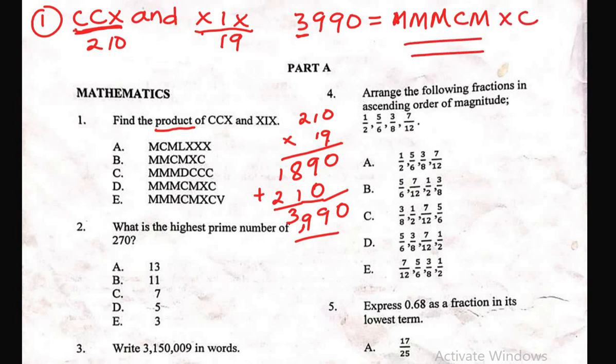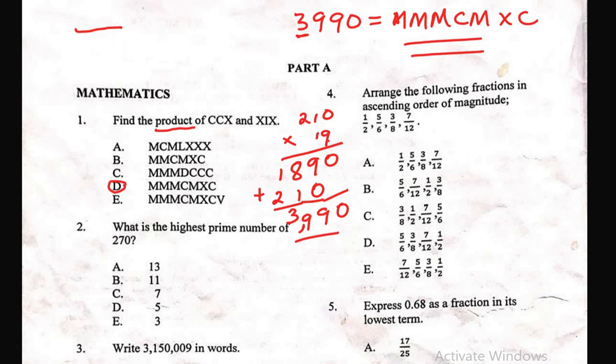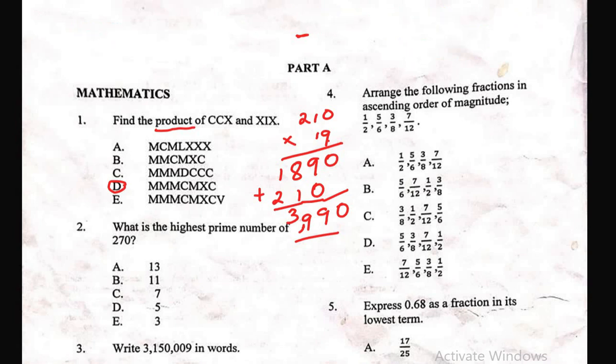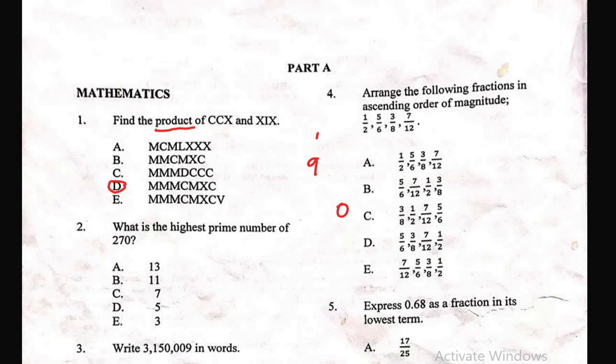We come to the options. We have A to E. Which one is MMMCMXC? MMMCMXC. That's option D, and that is the correct answer. Okay, so I'm going to clean up this so we can go to number 2. Remember, I said the question paper is going to be on my board. Question number 2 says, what is the highest prime number of 270?